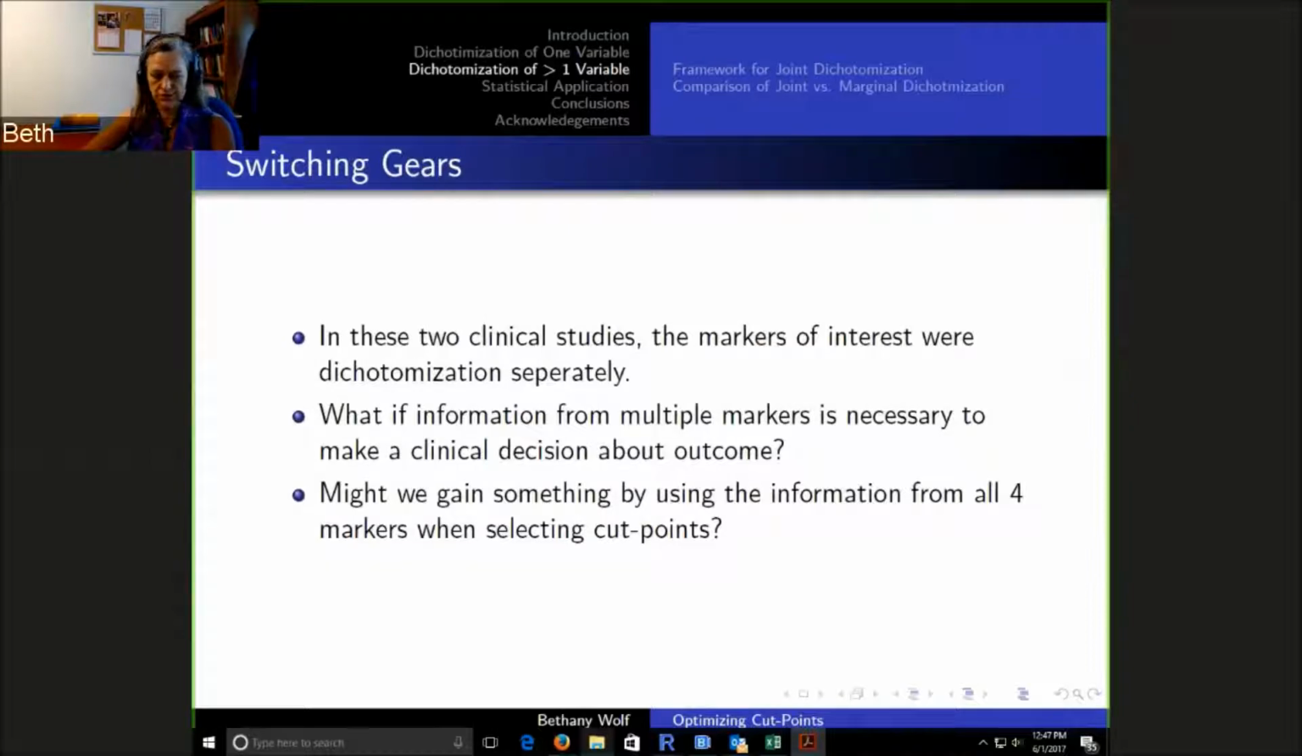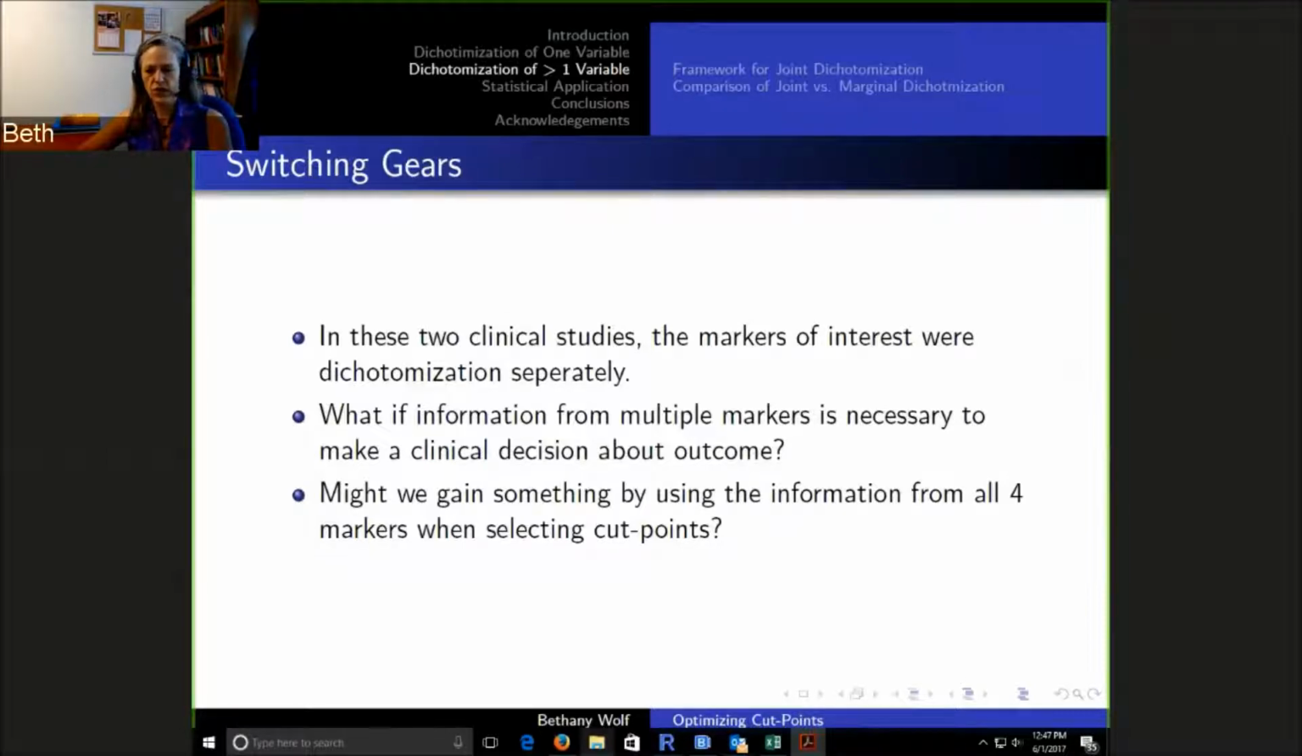Okay, so in both of those clinical studies, we considered a bunch of clinical markers. In the case of the Bioprotect study, we did actually only consider those 4. In the case of the lupus nephritis data set, there were actually, I think, 18 total serum markers that we considered. I only showed 4 because that's too much information to show on one slide. But when we did the dichotomization, we considered the markers separately.